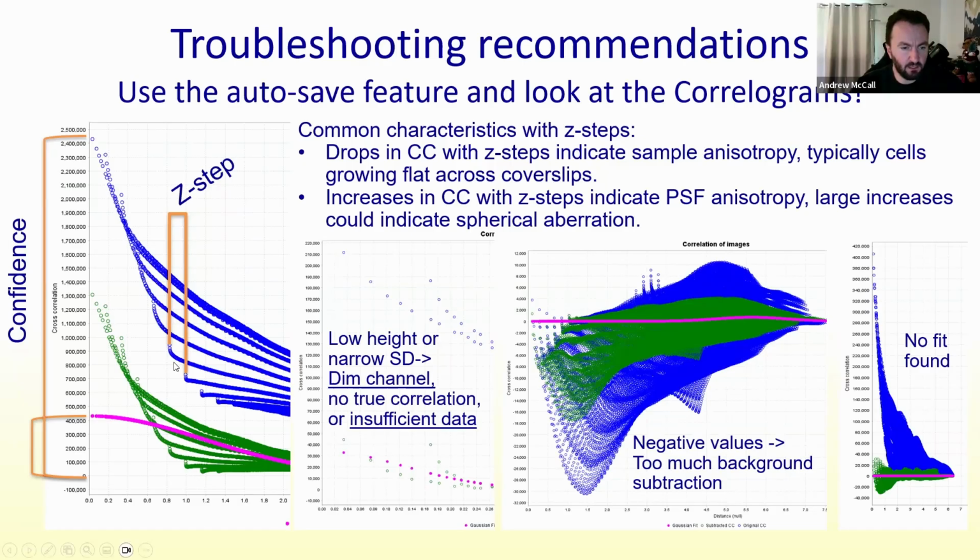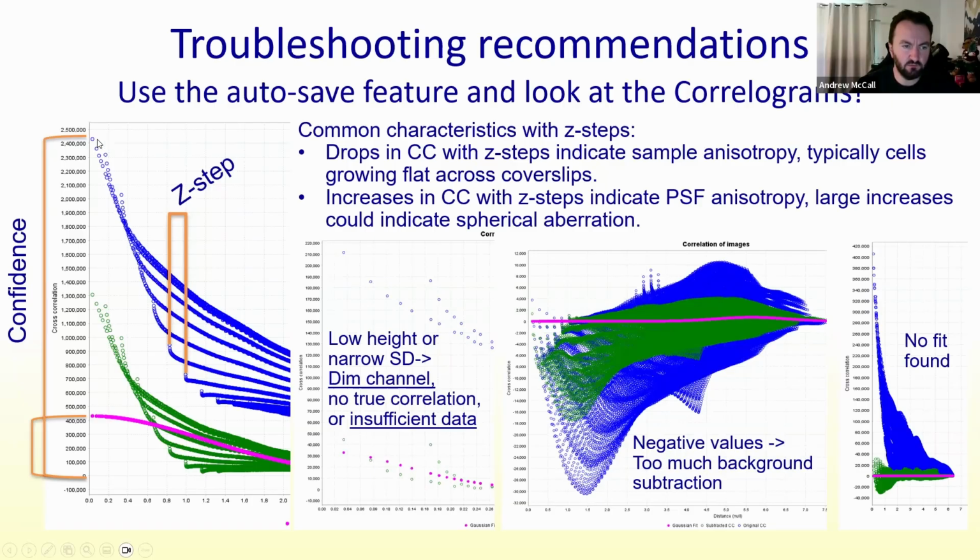As I already mentioned, you can actually see and visualize the z-step in 3D data. So when you have 3D data, you will usually see the z-step in here. There are some common characteristics with the z-steps. You'll often see drops in the z-steps, and this can indicate sample anisotropy. So basically, you have cells growing flat on a cover slip. They grow out and not up very much, so they tend to have features that are more lateral than axial. And that tends to correlate with a drop in cross-correlation.